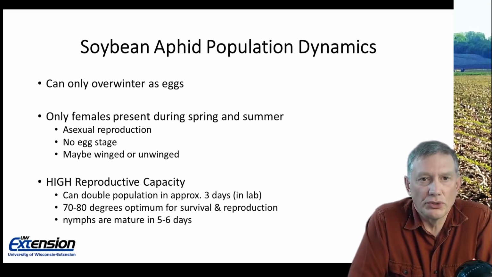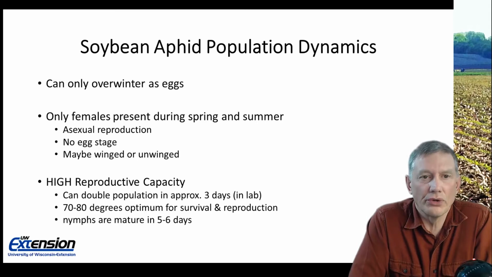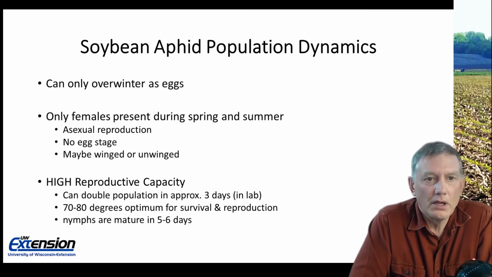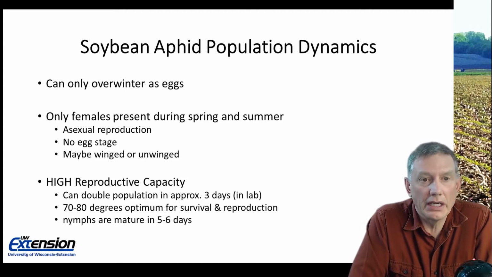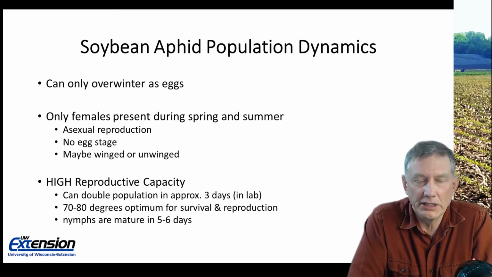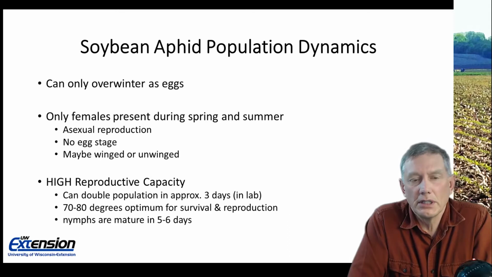During the summer months, when they're feeding on soybeans, only females are going to be present. They go through asexual reproduction. There is no mating. There is no egg stage. And each generation may be winged or unwinged. They have a very high reproductive capacity. In a lab, they can double in population in as little as 3 days.